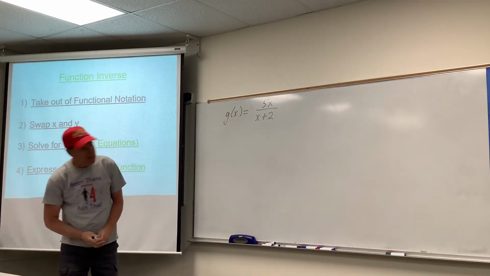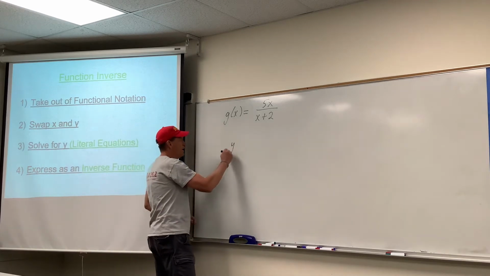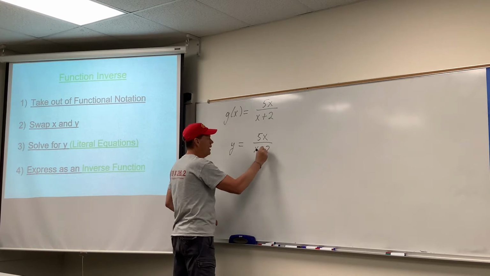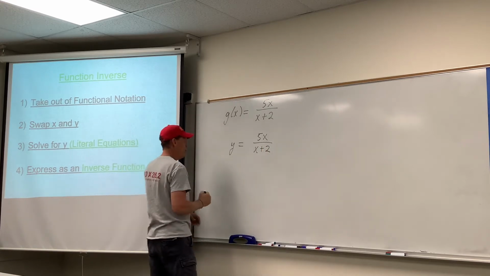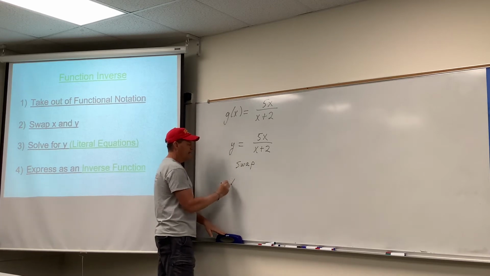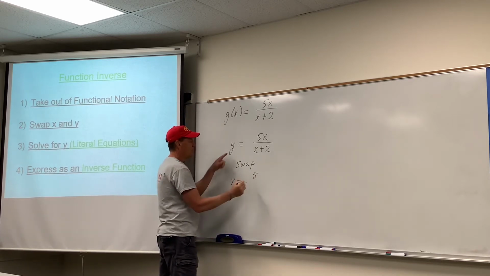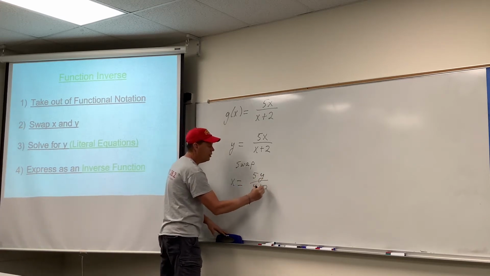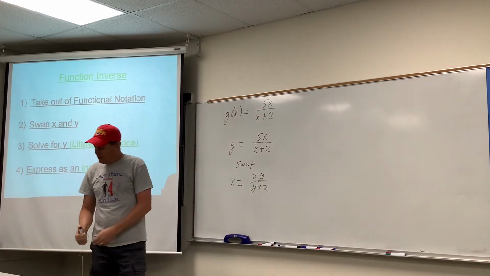Here's the mechanical steps. We're going to change that g of x into the more traditional y equals. All right. And then we will switch the variables. I think I should be writing the word swap here to emphasize that. So x, change y to x, equals 5y over y plus 2. All right, so there you go with that.